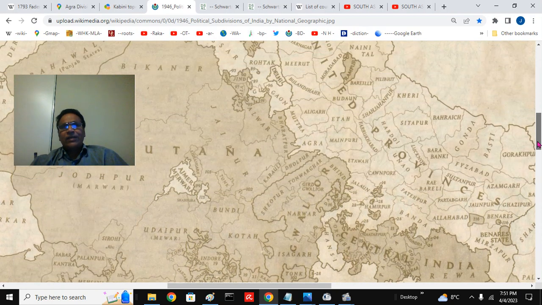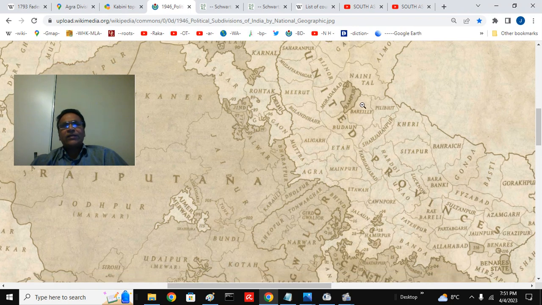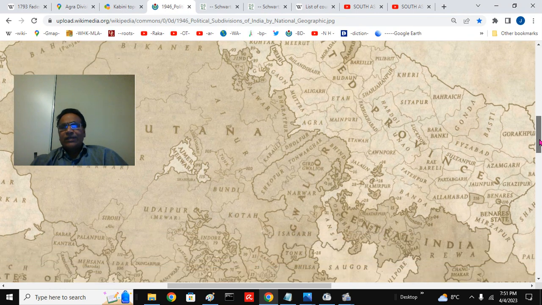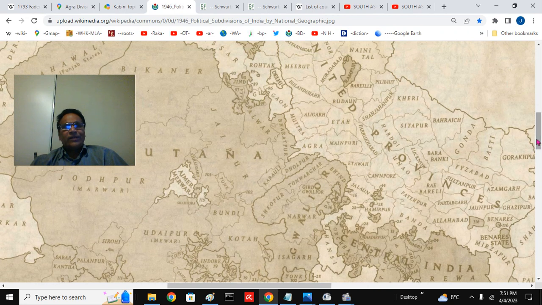And you can see here the Mathura district, Agra district and Etawah district. This is the Gwalior princely state, and Mainpuri, Etah and Etawah. That is our point of discussion today. Rampur princely state. In the Purvanchal region, the Benares Narayani princely state.